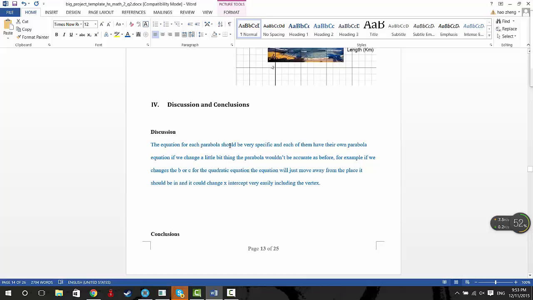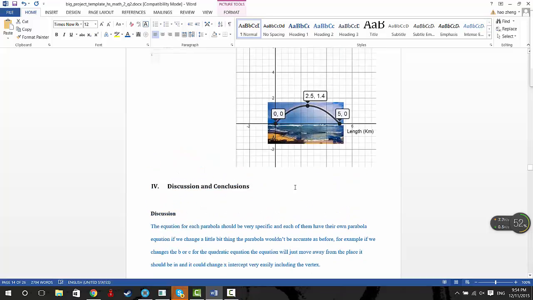So as we know, the equation for each parabola should be very specific, and each of them has its own parabola equation. If you change it a little bit, the parabola wouldn't be as accurate as before. For example, if we change the b or c or a, any part of the quadratic equation, the parabola will move away from where it should be. It could change the x-intercepts very easily, including the vertex.